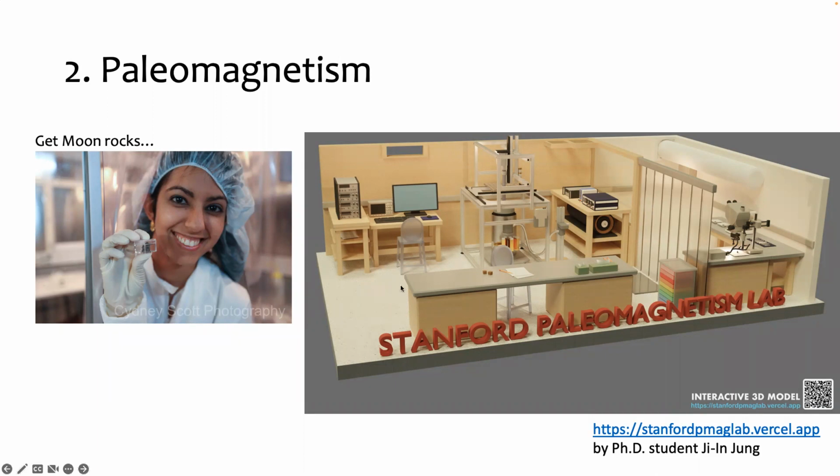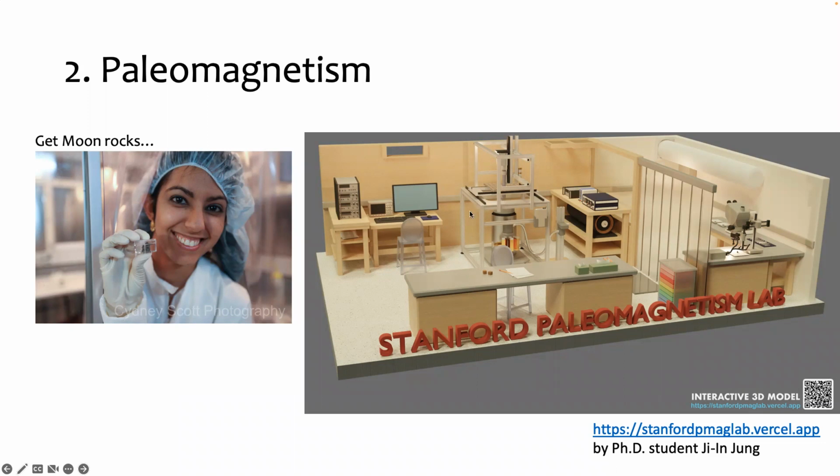And what we do is we measure them inside a paleomagnetism laboratory. This is a nice digital rendering of my lab at Stanford that was designed by one of my PhD students. So I totally suggest that you check out this website if you get a chance. If you go onto the website, you can actually click on different instrumentation in the lab and it'll tell you what it is. And there are even little animations of how things move around.